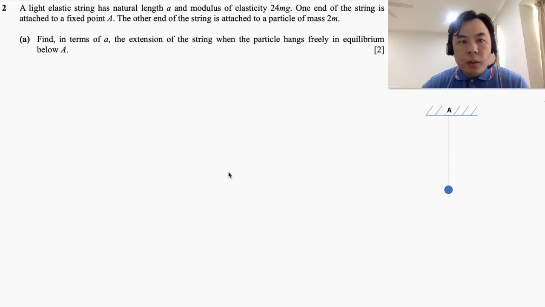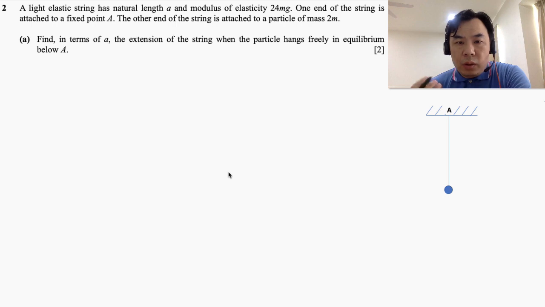All right, this is our second question. A light elastic string has a natural length of A, modulus of elasticity of 24 mg. One end of the string is attached to a fixed point A, according to the diagram. The other end is attached to a particle which has a mass of 2m. We need to find, in terms of A, the extension of the string when the particle hangs freely in equilibrium.